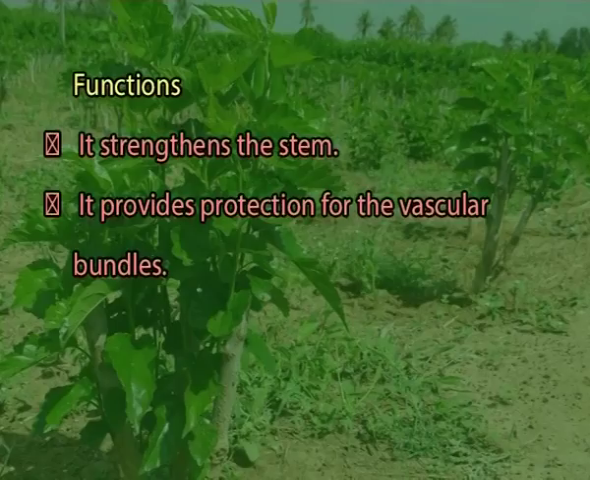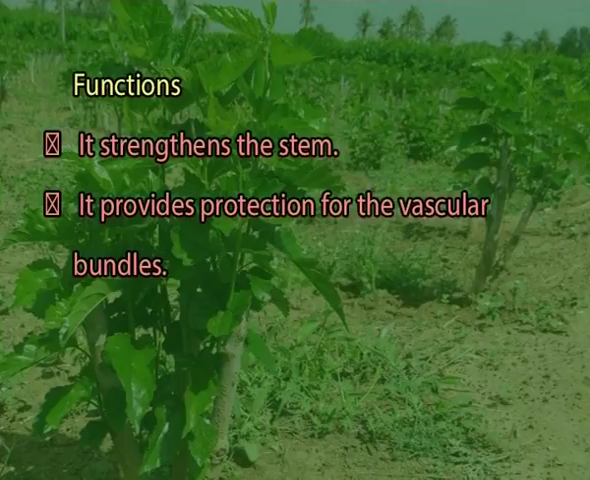Pericycle. It forms the outermost layer of the stele, situated just below the endodermis. It is multi-layered and consists of alternate patches of sclerenchyma and parenchyma cells. Sclerenchyma patches are present just above the vascular bundles in the form of a prominent bundle cap. The parenchymatous patches lie in the region of primary medullary rays. Function. It strengthens the stem. It provides protection for the vascular bundles.